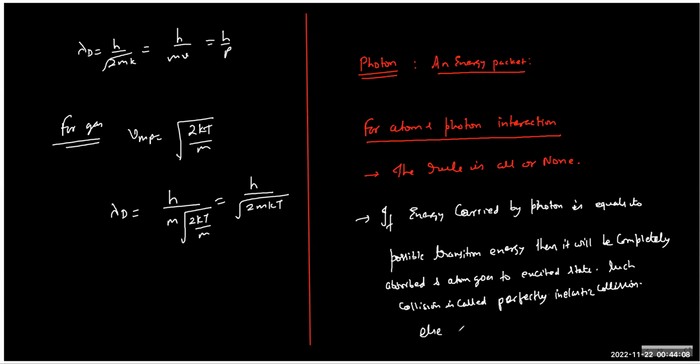Else, the photon is sent back, the photon is reflected back by the atom, and such a collision is called what? Perfectly elastic collision.